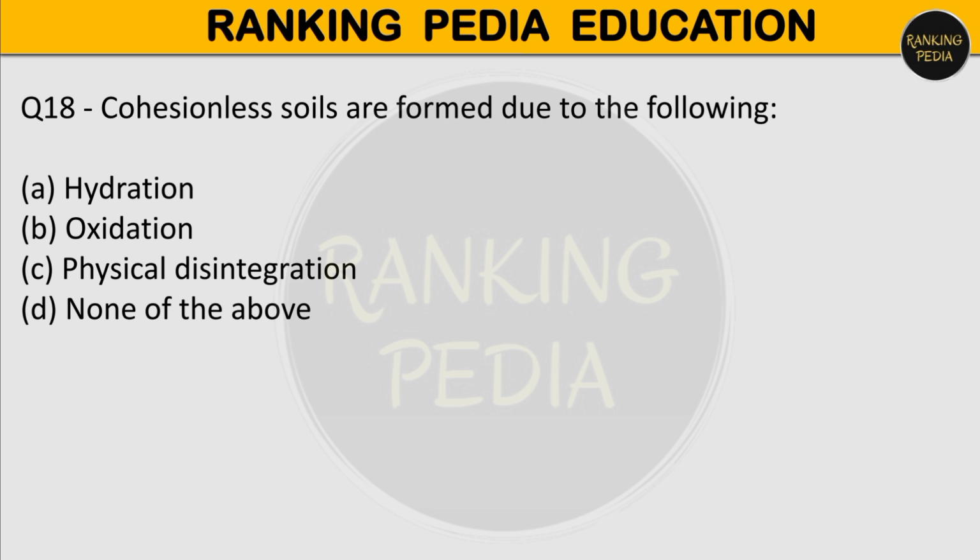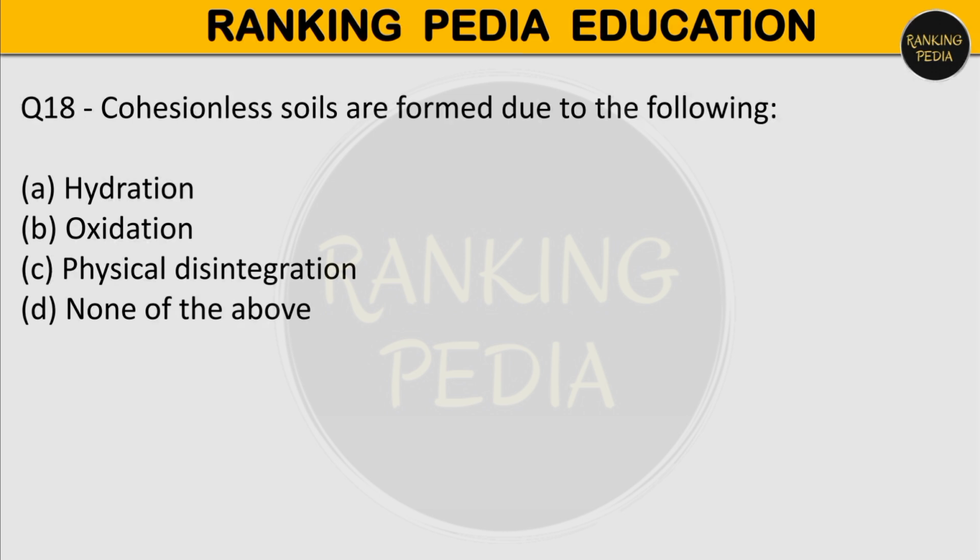Next question is, cohesionless soils are formed due to the following. So you have to answer. Option number A is hydration, oxidation, physical disintegration, or none of the above. So cohesionless soils are formed due to physical disintegration, that is option number C is correct.